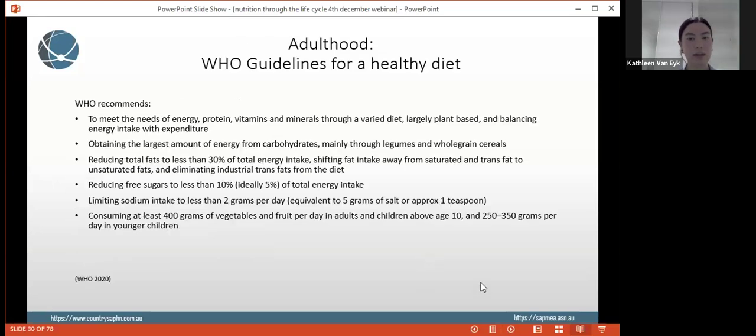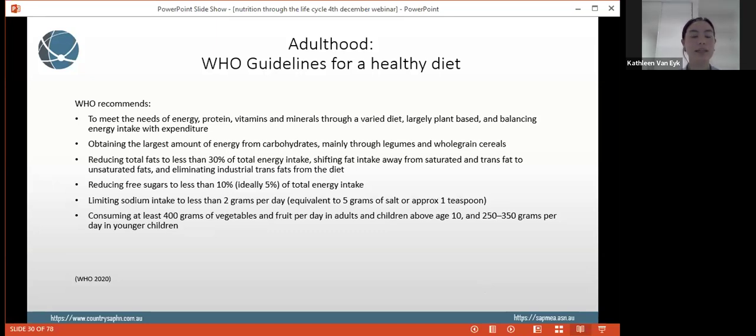Moving on to adulthood now. So you can see quite similar recommendations for healthy eating, but this is the WHO guidelines for a healthy diet. So we're looking at, again, that varied diet. So most guidelines will have that wide range of different foods and fruits and vegetables, different colours, because that's going to provide different nutrients and a wide variety of vitamins and minerals.